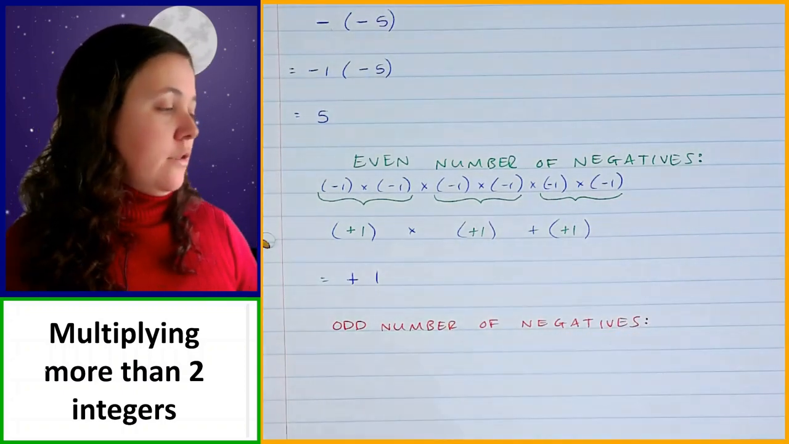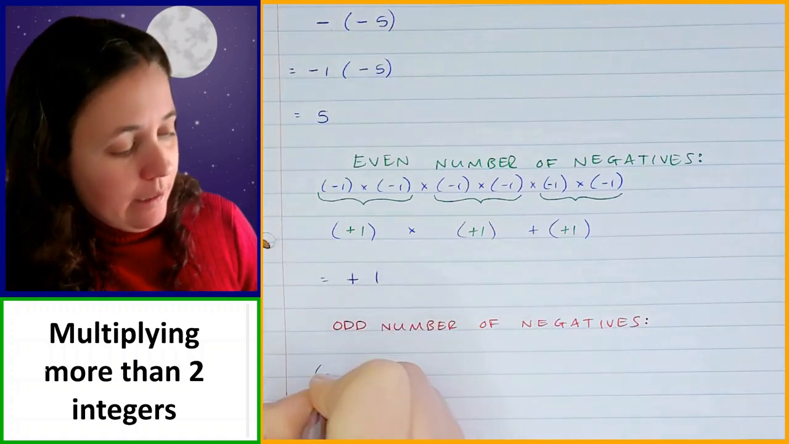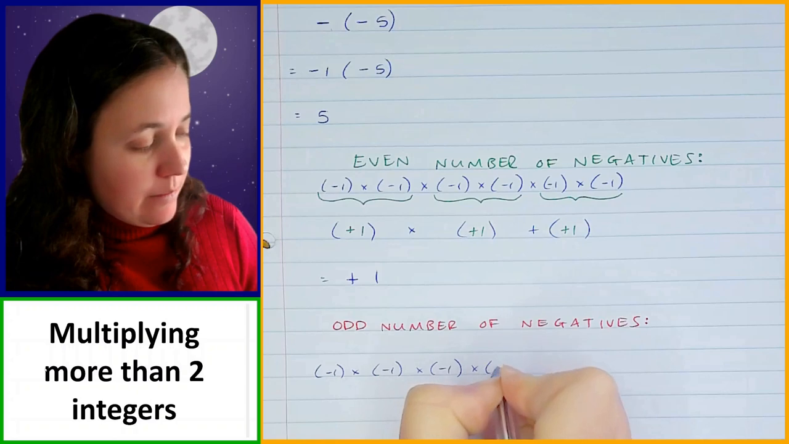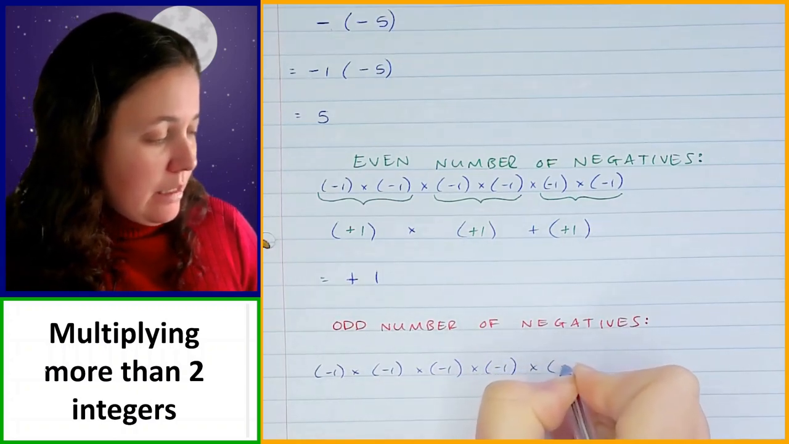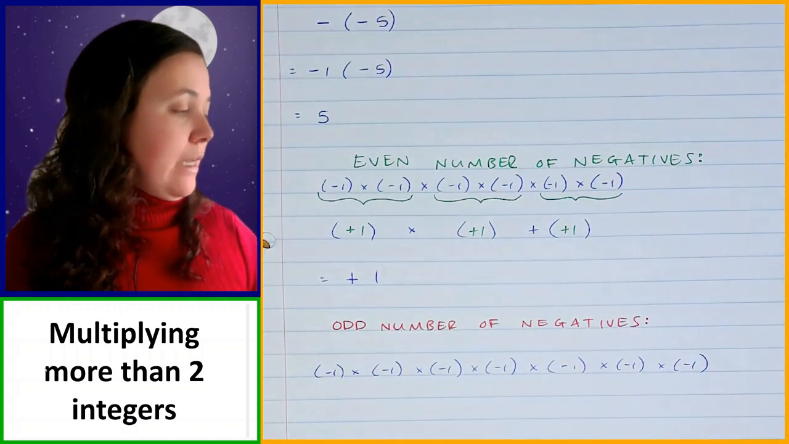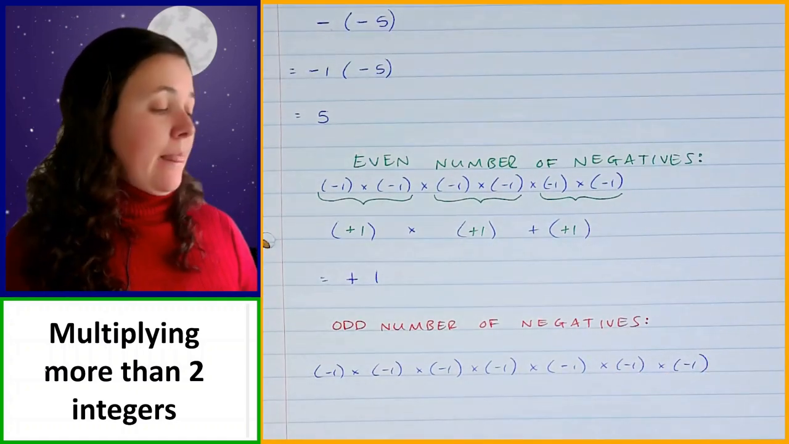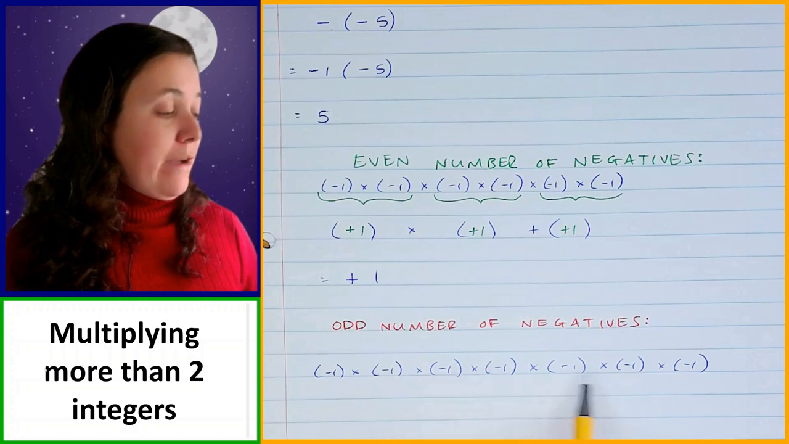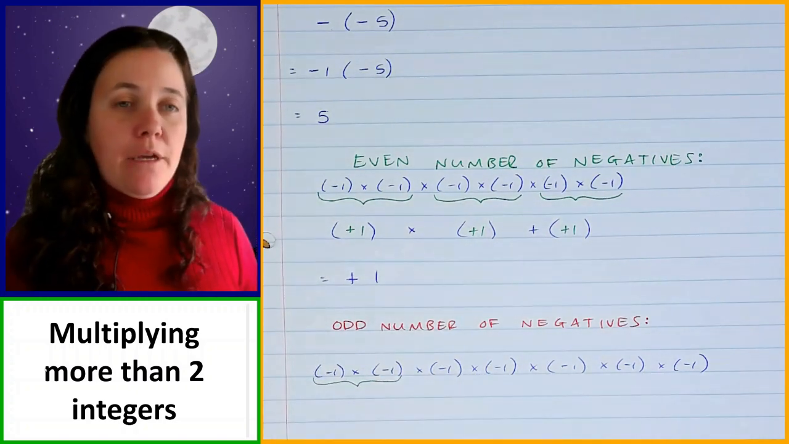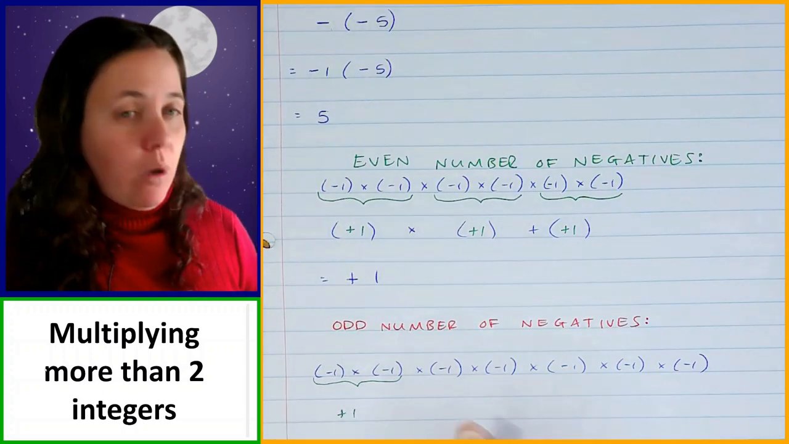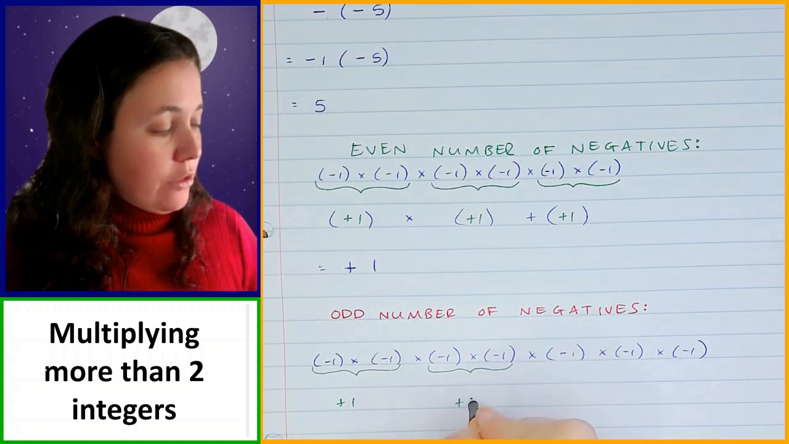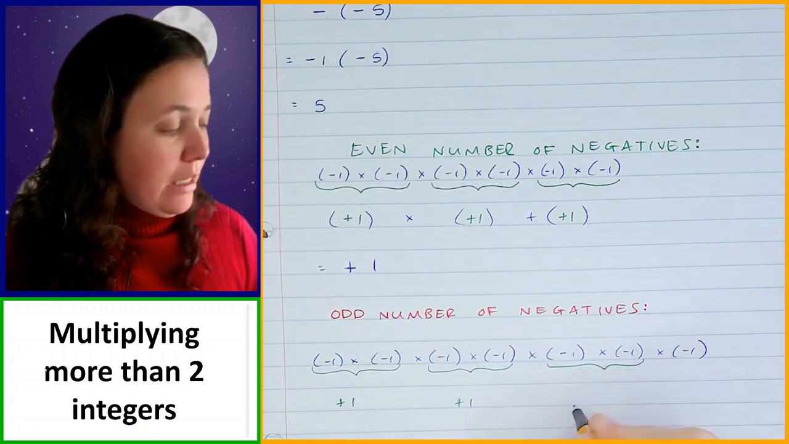Okay, so first of all, we'll start off with negative 1 times negative 1 times negative 1 times negative 1 times negative 1 times negative 1 times negative 1. In this case, I've got 1, 2, 3, 4, 5, 6, 7. So these two will group together and give me positive 1. These two will group together to give me positive 1. These two will group together to give me positive 1.